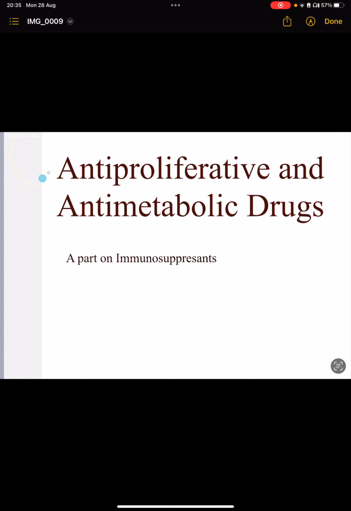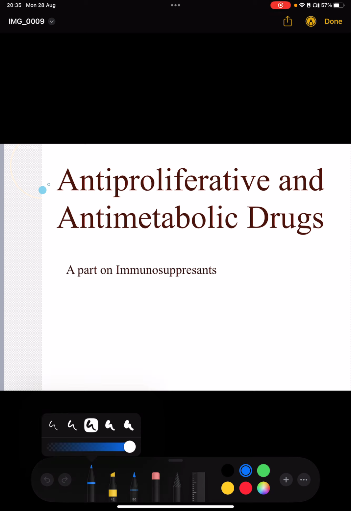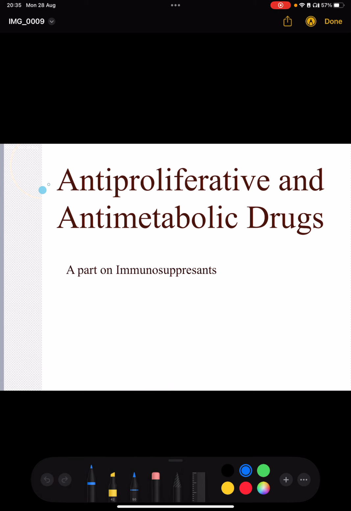Today we're discussing the topic antiproliferative and antimetabolic drugs. They are a type of immunosuppressive drug. There are different types of immunosuppressive drugs: corticosteroids, calcineurin inhibitors, antiproliferative and antimetabolic drugs, and then the monoclonal antibodies.